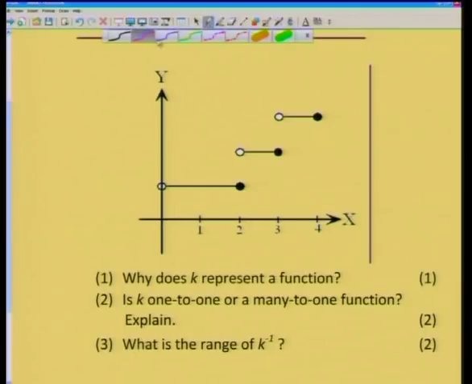Remember how we said we would read it? We would look first of all at the y's, and looking at the y's, we can see that there are many y's to 1 x. So it's a many to 1. Now, why does k represent a function? Well, it is because the x values do not repeat.